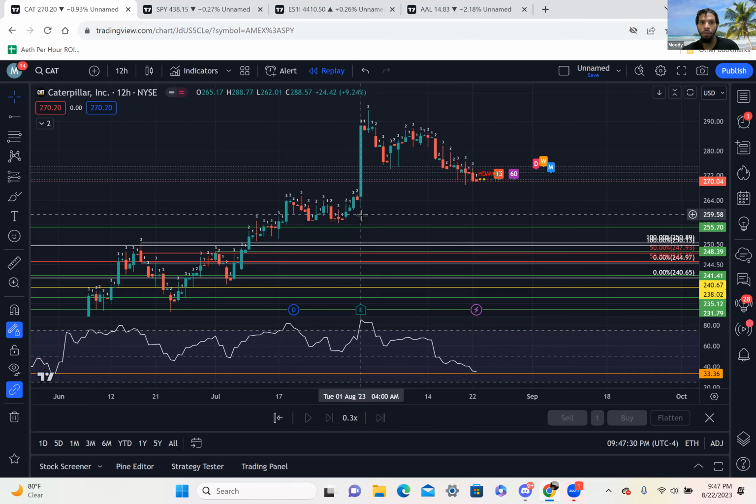262, 262.01, right? So that's going to be its target. And the thing is, this target is right next to a support, literally right by a support. So it doesn't have to try to take out all that liquidity, because it's already taken out plenty of liquidity, and this is going to be a big liquidity candle, right?